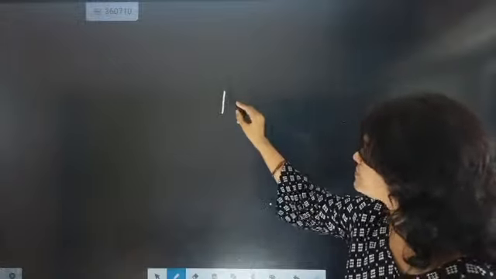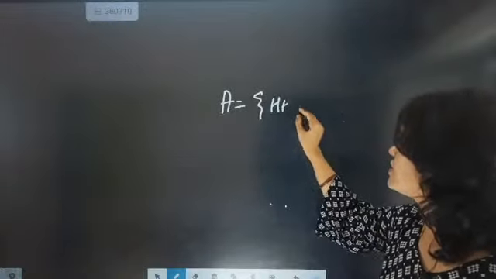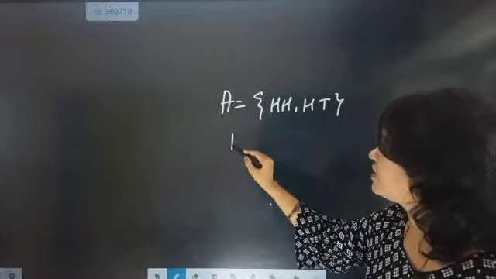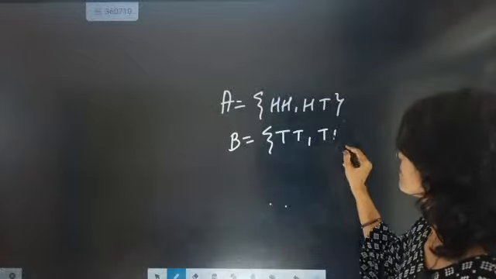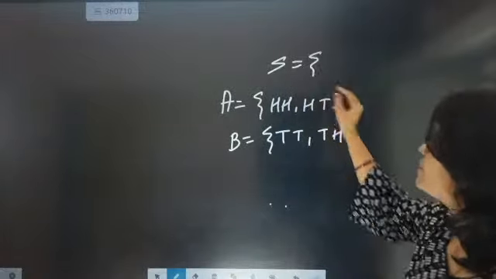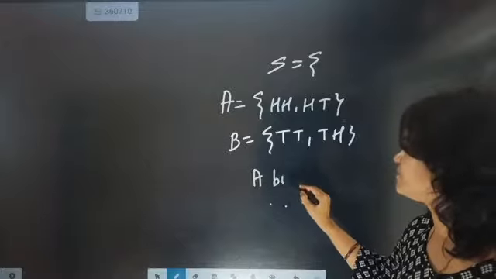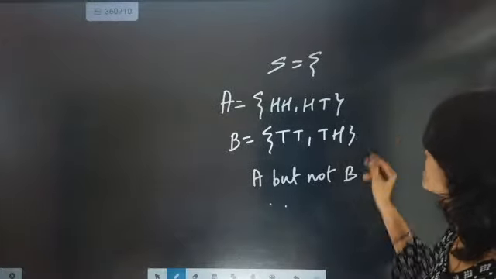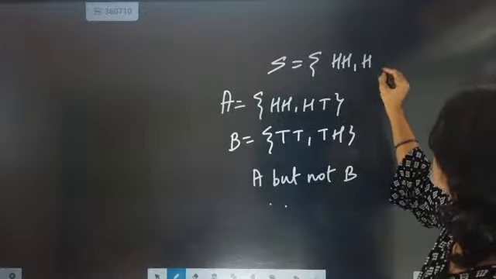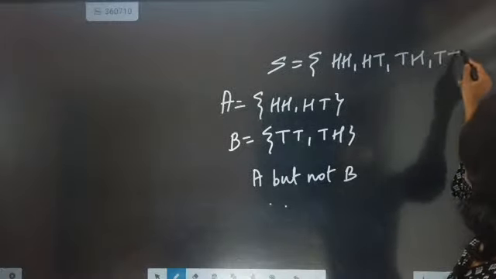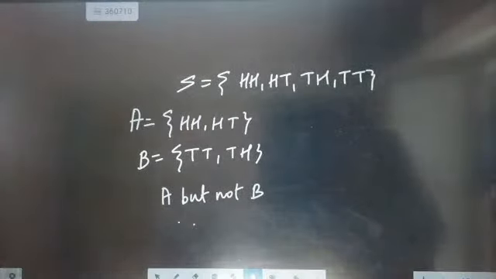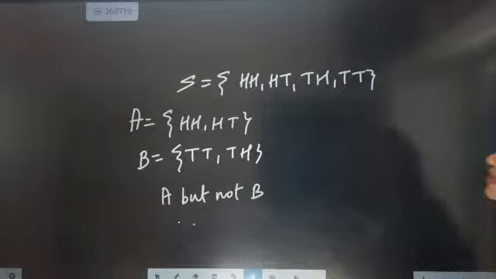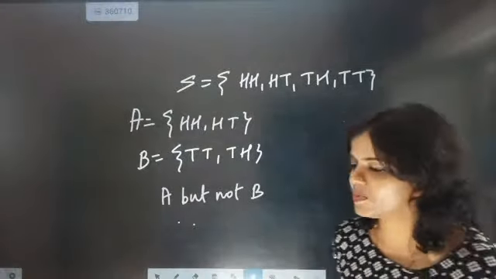So one more question, let's see. A is head head, head tail. B is tail tail, tail head. Now what will be A but not B? What expected answer will be coming here? Come on, tell me quickly.